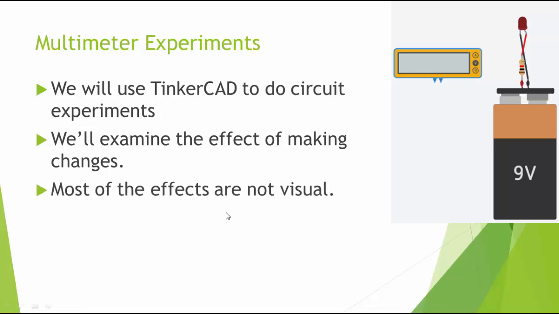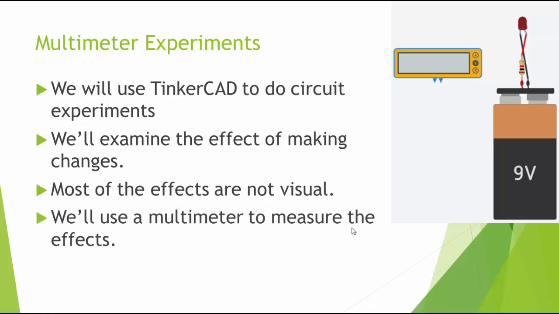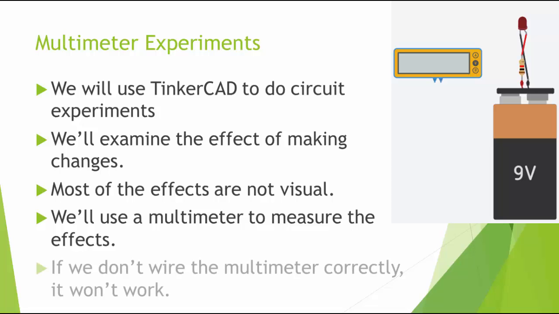And this very much reflects the real world. Lots of circuits are not visual in terms of what occurs when you make changes to them. And you need a multimeter to measure the effect of those changes. And also, like in the real world, if you don't wire your multimeter correctly, your multimeter will not function, and it won't give you the indication you expect. So you have to pay attention to the procedures for using a multimeter.